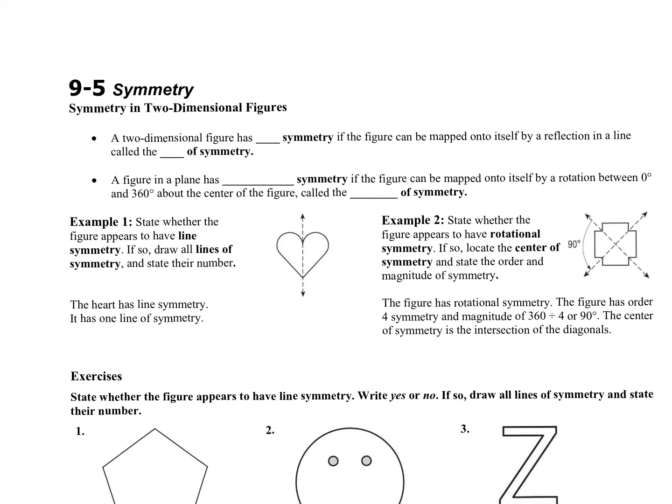Now symmetry is something we might have covered previously in middle school. We're going to go over the same general material and add a little bit to it. So first off, some definitions. Two-dimensional figures have what is known as line symmetry, in that the figure can be mapped onto itself by a reflection within a line known as the line of symmetry.